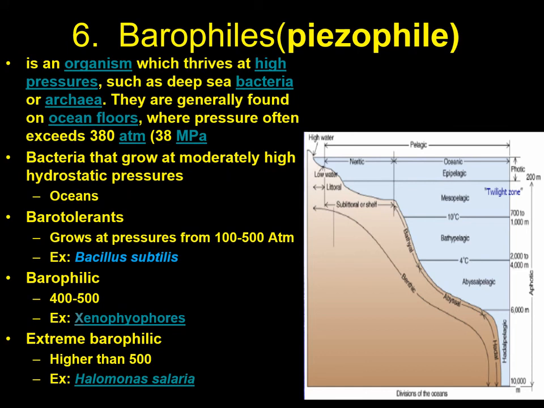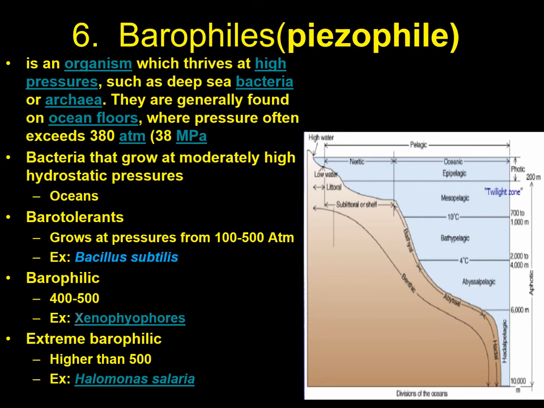The final factor affecting growth is pressure. A barophile, also known as a piezophile, is an organism which survives at high pressure, such as deep sea bacteria or archaea. They are generally found on ocean floors, where the pressure often exceeds 380 atmospheres. These bacteria grow at moderately high hydrostatic pressure in the ocean. So we can divide bacteria into three groups according to the level of hydrostatic pressure.